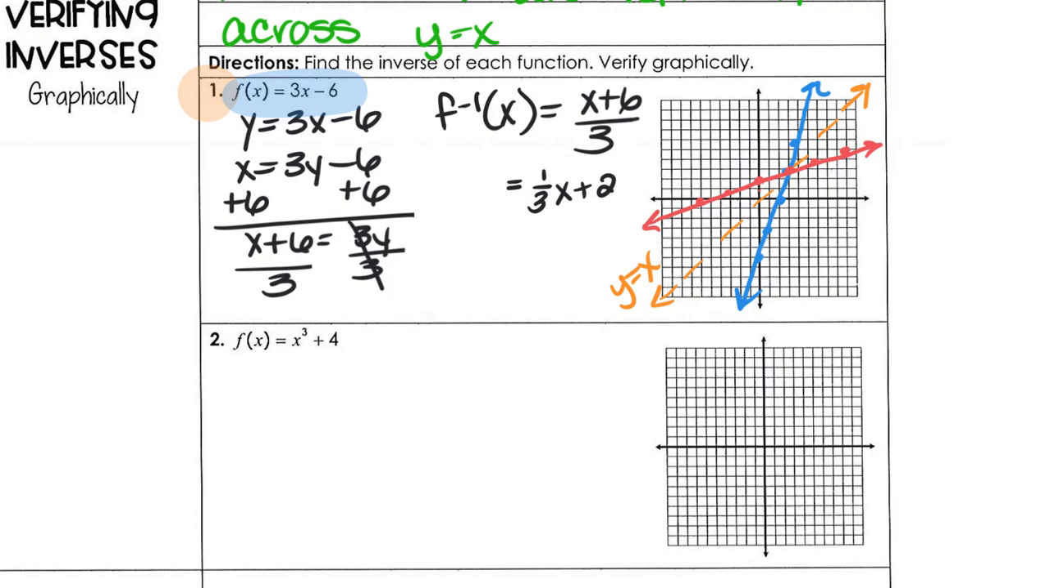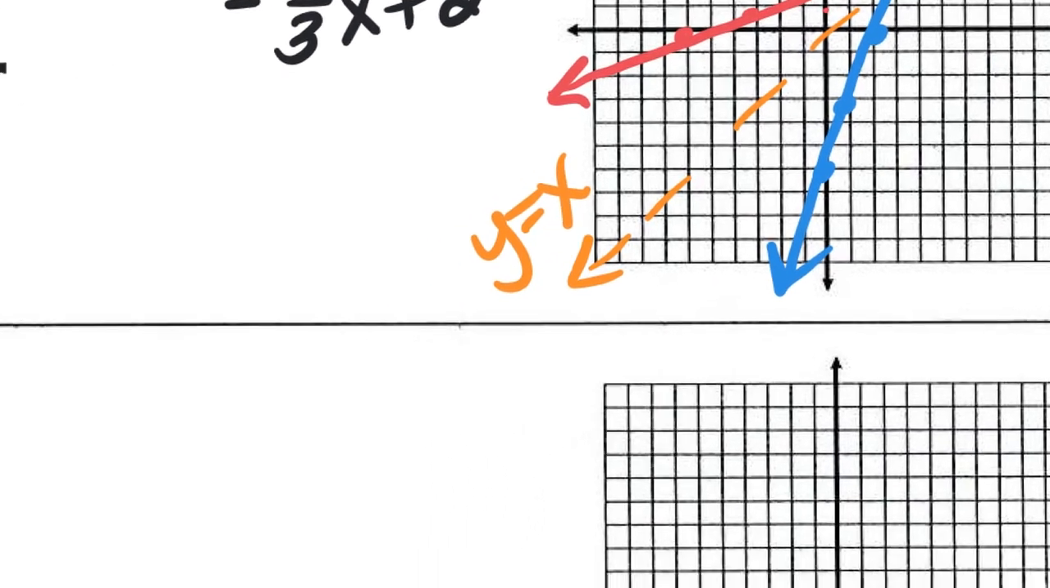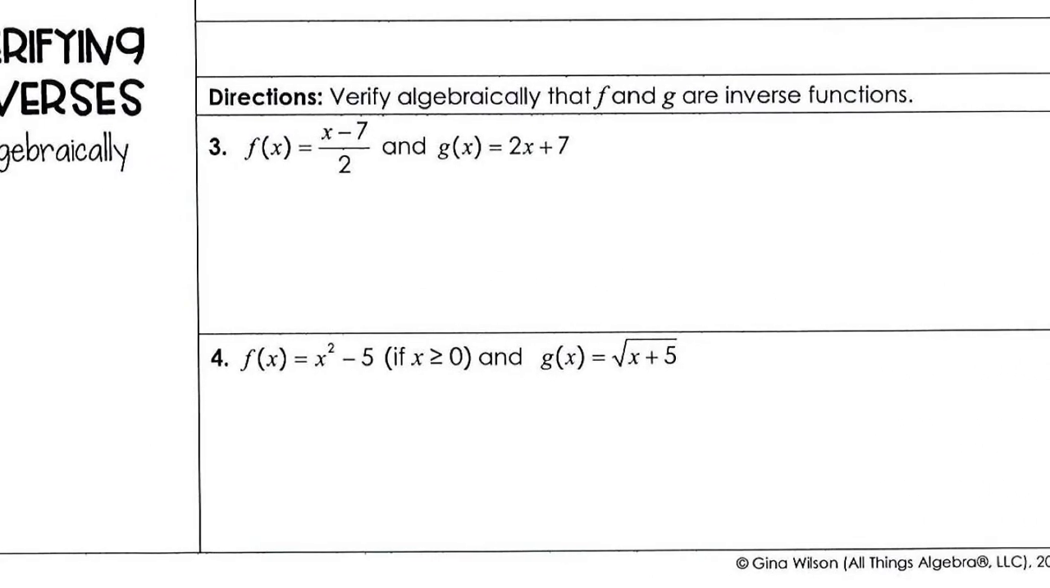You could also just look at ordered pairs. Let's zoom in a little bit. I've got an ordered pair here at 6, 4 on the red one, which means that I should have one at 4, 6 on the blue one, and I do. So it's kind of looking at those graphically. What I want to spend the time on, though, is not looking at it graphically, but looking at it algebraically.